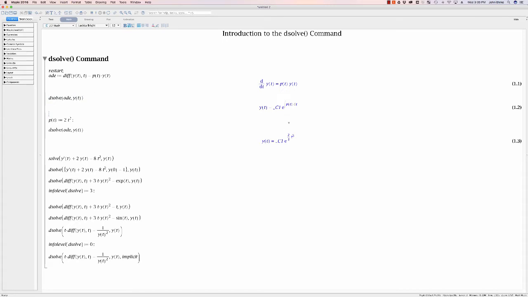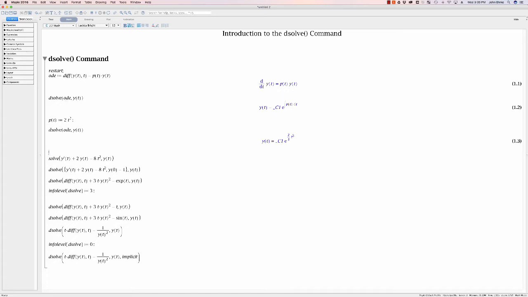If I solve the ODE, you see that solution formula we talked about in class. It's just e to the integral p of t dt. And now if I define p of t to be the function 2t squared and do the dsolve again, then I will get the general solution that we saw earlier.